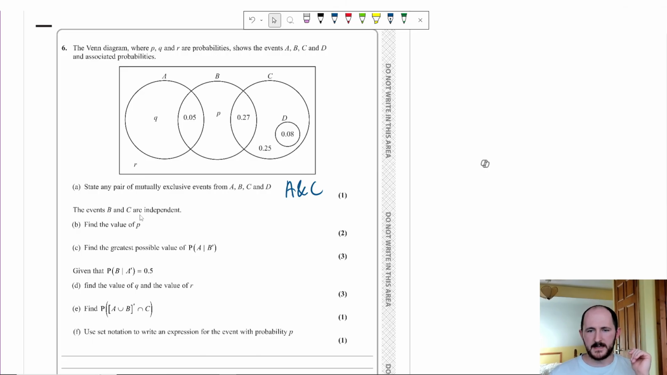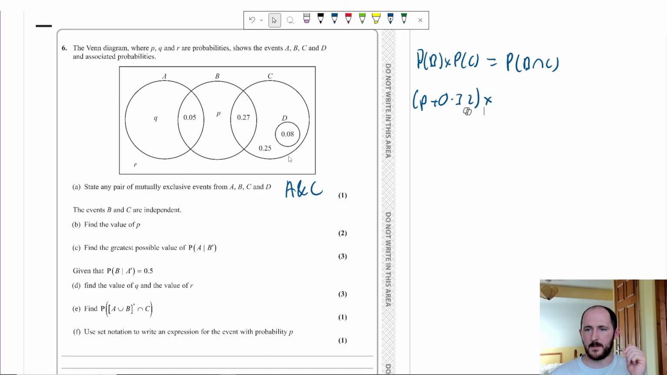Anyways, B and C are independent, find the value of p. So when they say B and C are independent, that means there's a special equation, which is the probability of B times the probability of C gives us the probability of B and C happening. So in other words, the overlap will be equal to those two times together. So we can actually work that out. The probability of B happening is p plus 0.27 plus 0.05, so that's p plus 0.32.